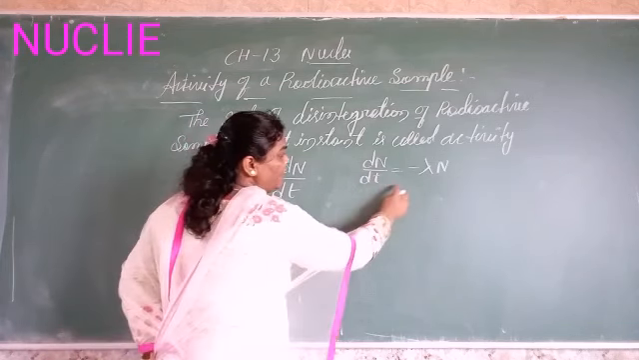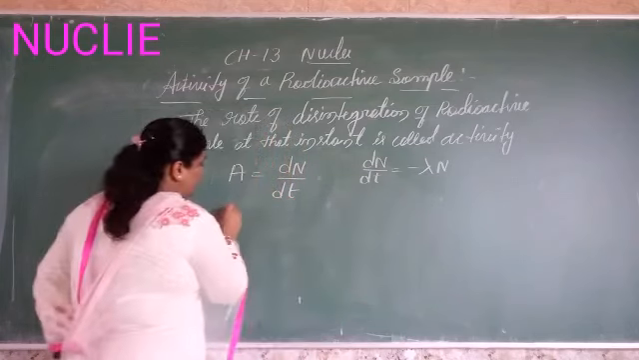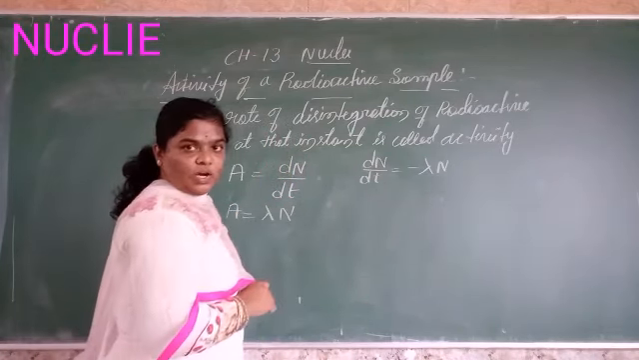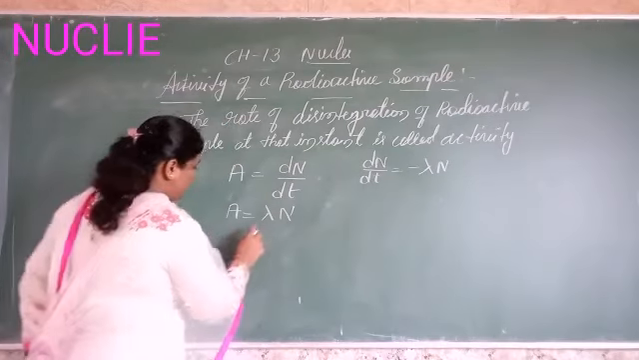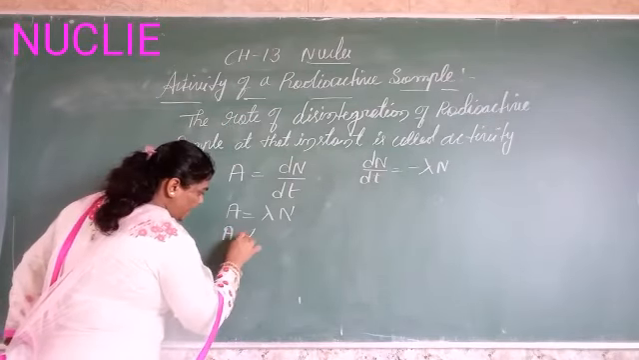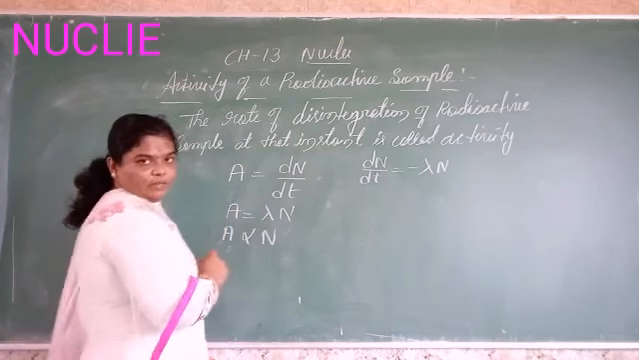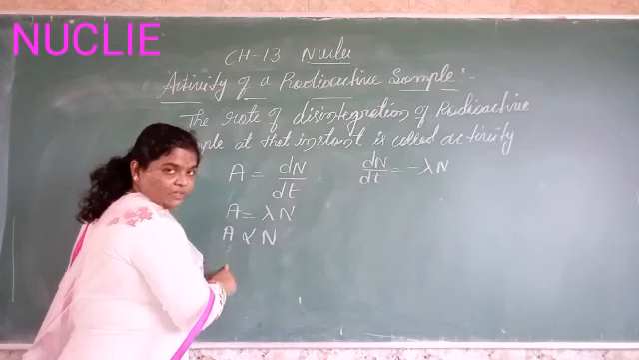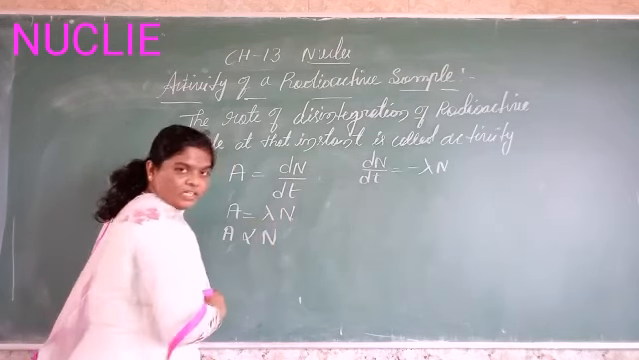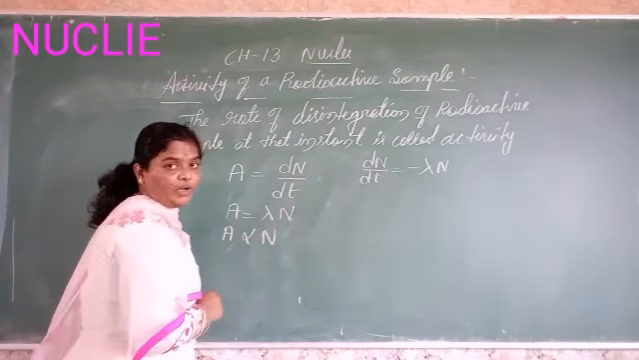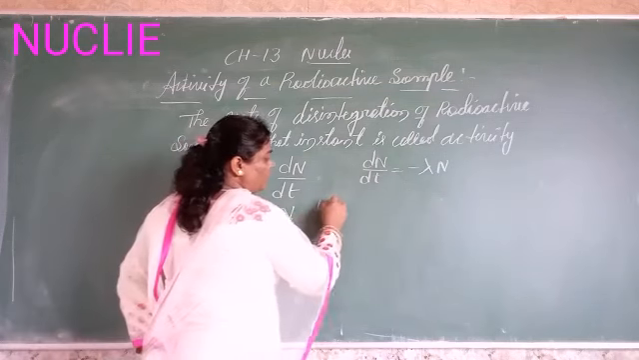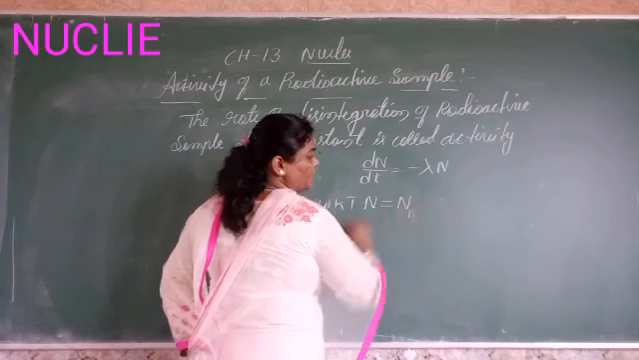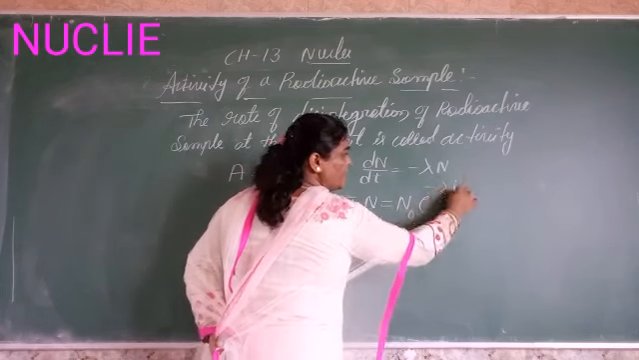Then A is equal to lambda N. That means A is directly proportional to N. That means activity is directly proportional to the number of atoms present in a radioactive sample. We know that the number of atoms in a radioactive sample is N equal to N naught e to the power of minus lambda t.